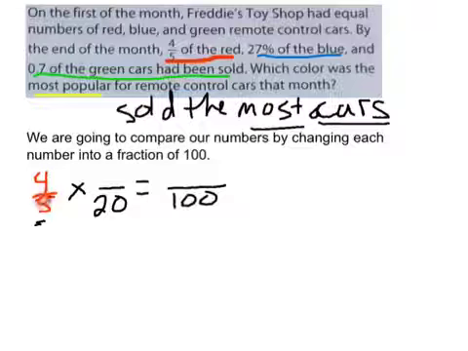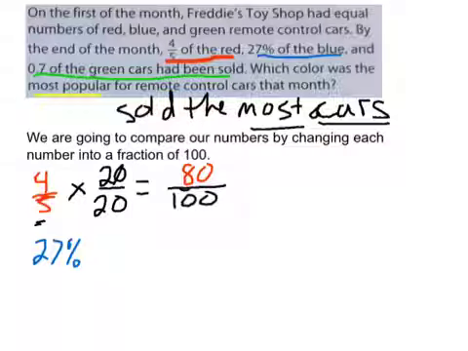I now need to do the same thing across the top, where I have 4 times, again, I better use 20, and that'll give me my number on top. So 4 times 20 is going to give me 80. Let me do that in red because it'll be better. Okay, so I end up with 80 red cars out of every 100 sold.